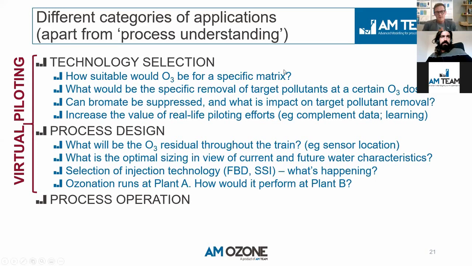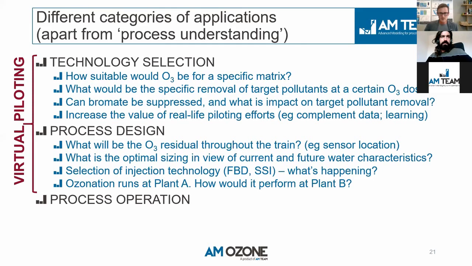So the questions we have here are, for example, what will be the ozone residual throughout the train, including the side stream? Where do we have, for example, to put some sensors if you want to monitor your ozone concentration? How far does the ozone reach as a function of your water characteristics? What is the optimal sizing in view of current and future water characteristics? We have seen a couple of customers that plan in the future to start blending, for example, different surface waters. Well, what will be the impact on your ozone system if it were designed, for example, only for your one surface water, or your effluent will change, things like that.